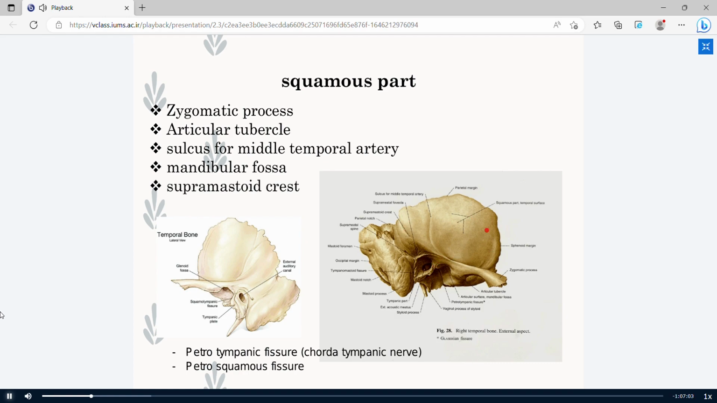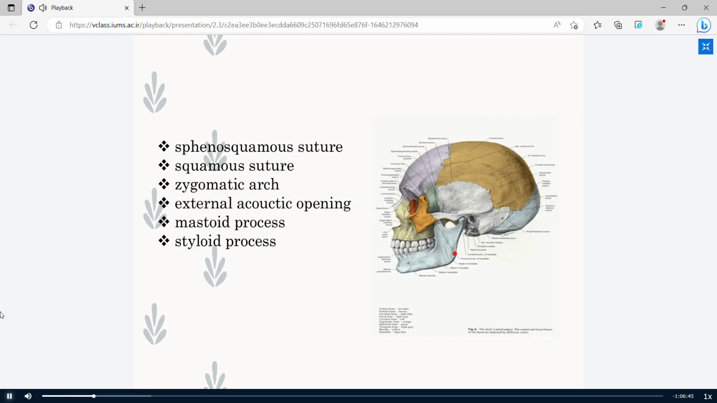And the squamous part of the temporal bone at the inferior produces a fossa. The name of the fossa is mandibular fossa, because the condylar process of the mandible is located in the mandibular fossa and forms the TM joint, the temporomandibular joint.